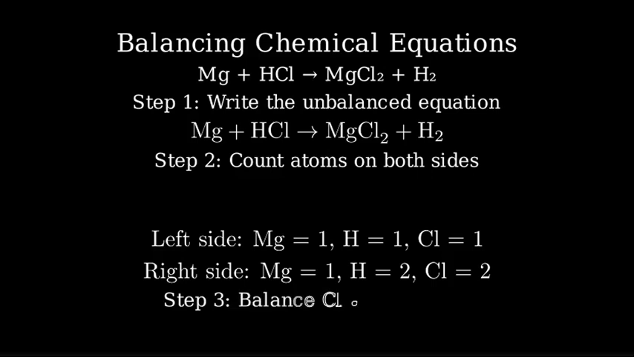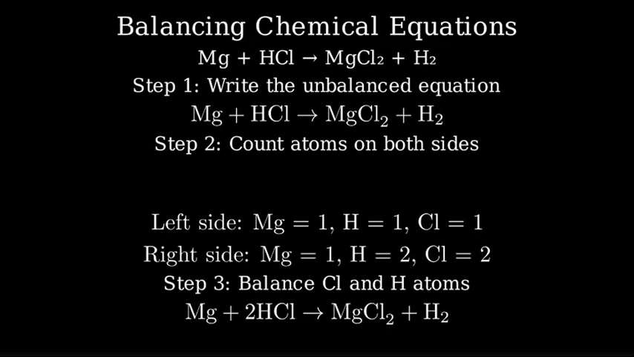Now we need to balance the chlorine and hydrogen atoms. We can do this by adding a coefficient of 2 in front of HCl. This gives us one magnesium atom, two hydrogen atoms, and two chlorine atoms on both sides.